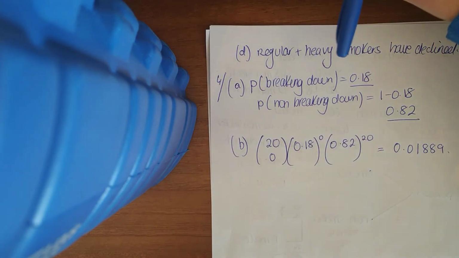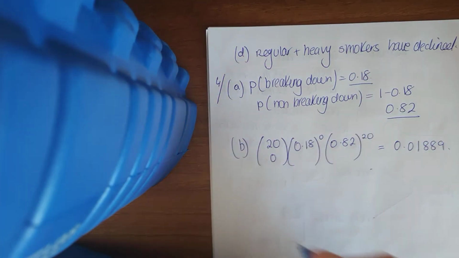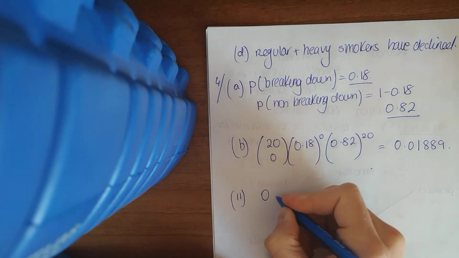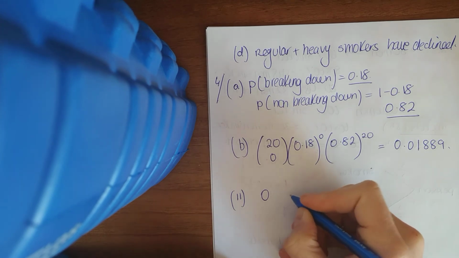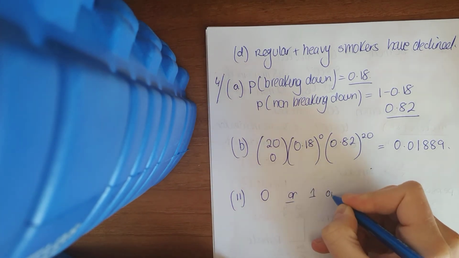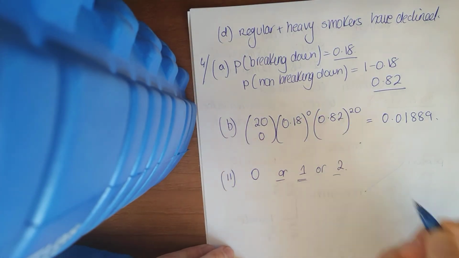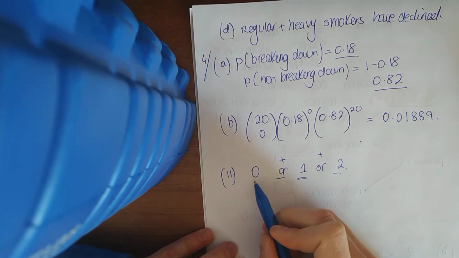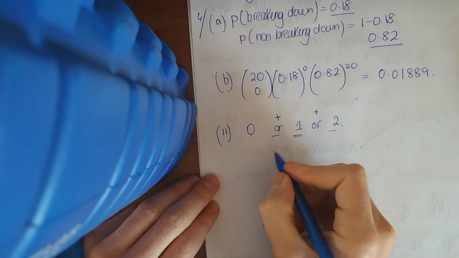Next bit. No more than 2 of the cars will break down. So no more than 2. Get the English right. No more than 2 means 0 or 1 or 2 cars break down. Remember how we say or is just we add them up together. Now we already worked out this answer in part 1. You just have to work out if 1 car breaks down.